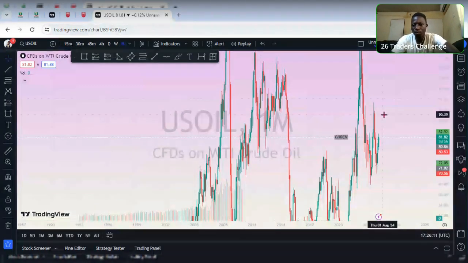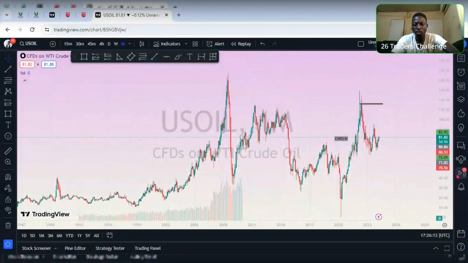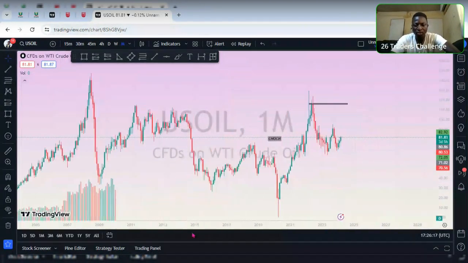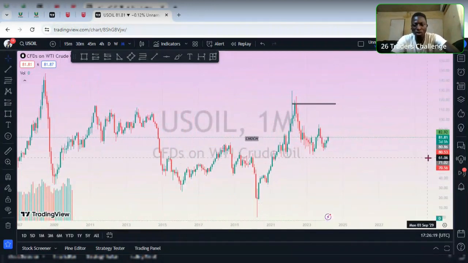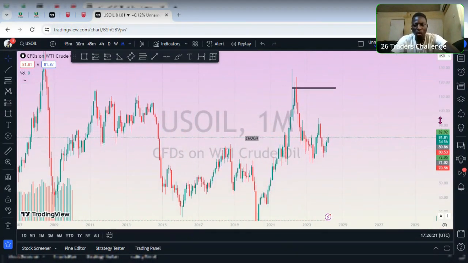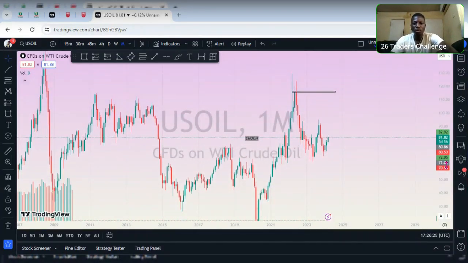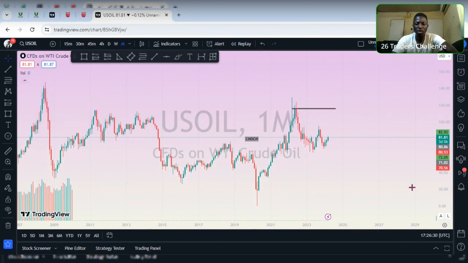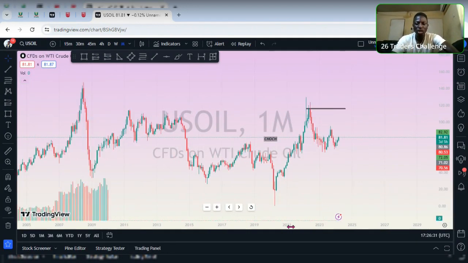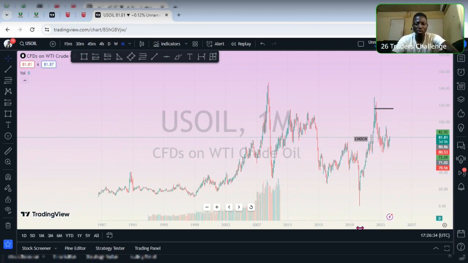So now this is the market. What this simply means is that every candle you are seeing here took a whole month to form. A whole month before each of these candles completes its formation, the opening and the closing of the candle. So every candle here takes 1 month to form.